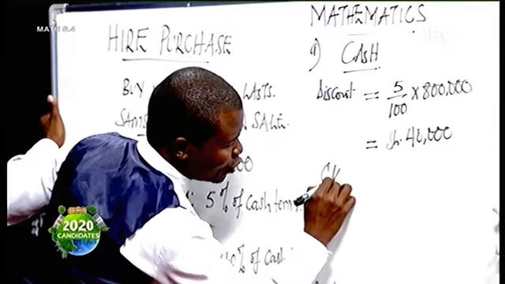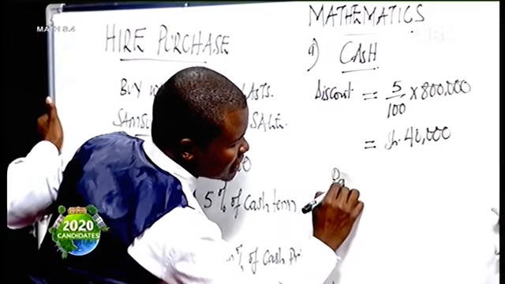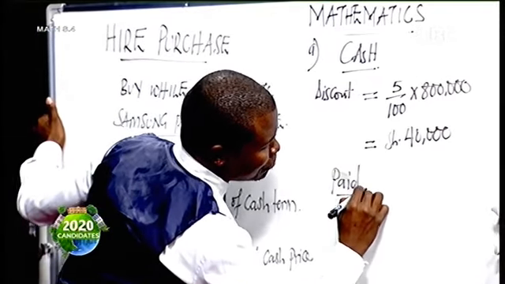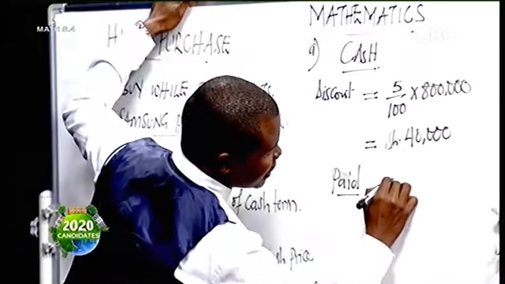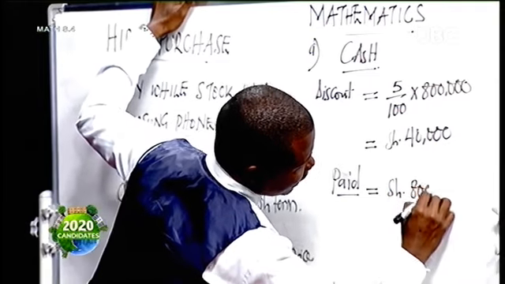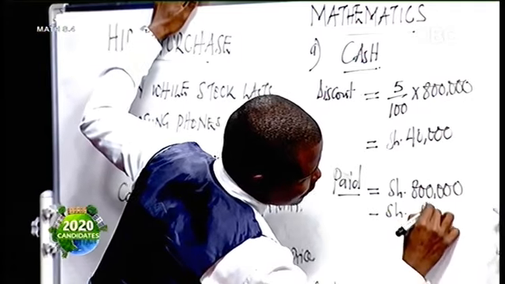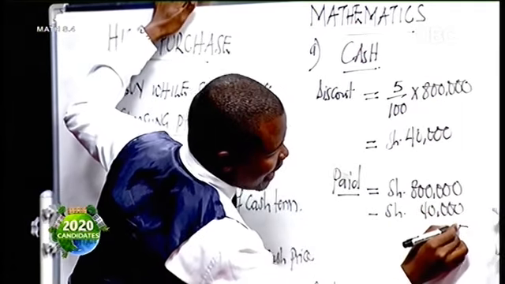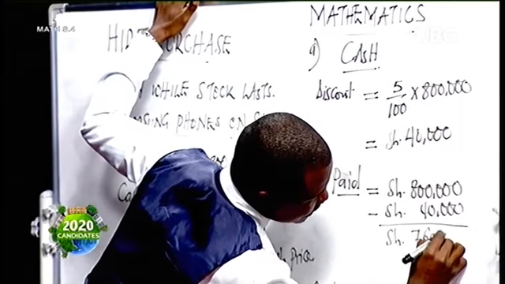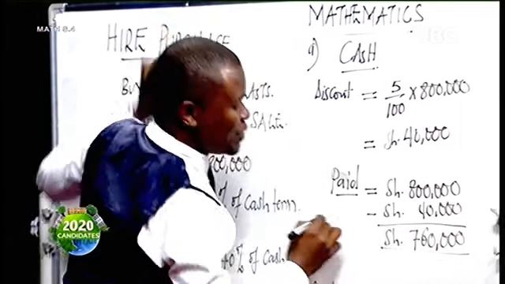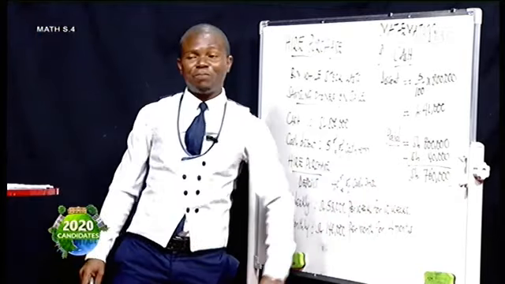So that means in this case, Okello was supposed to pay, or he paid less by 40,000. So he paid shillings 800,000 minus shillings 40,000. In other words, he paid shillings 760,000. So if this guy bought it on cash, this is how much he paid.